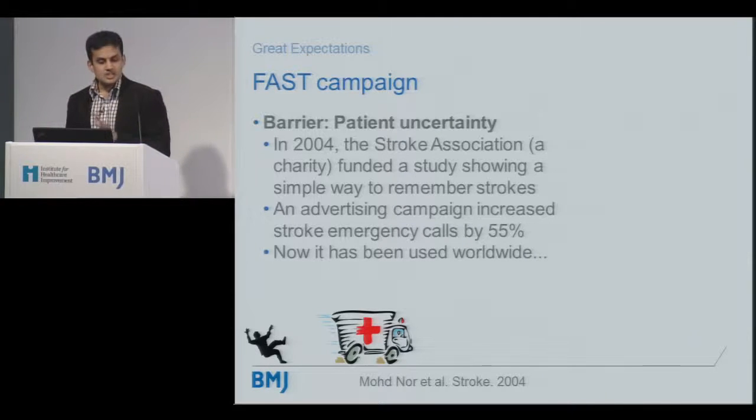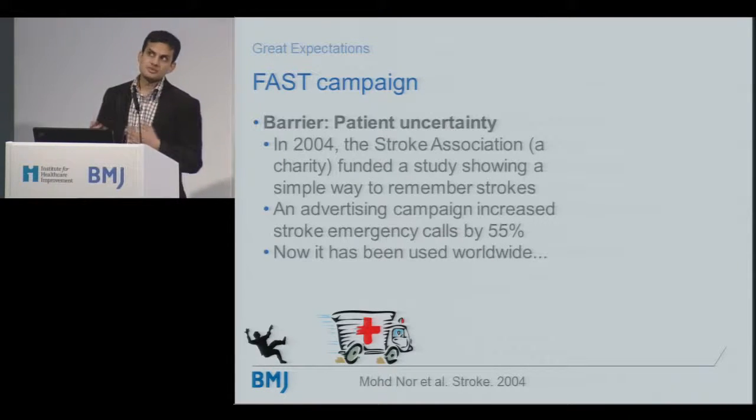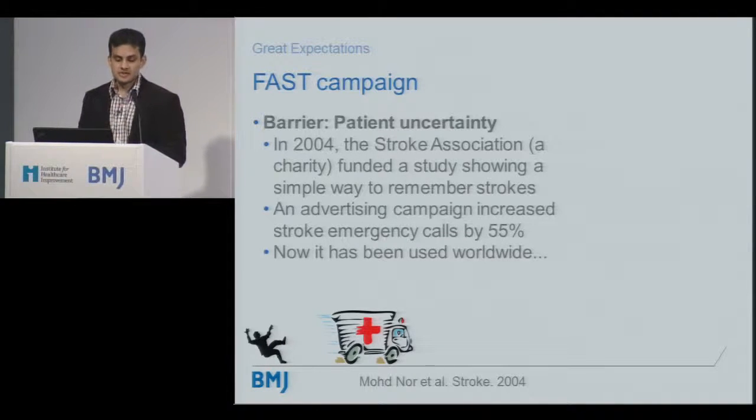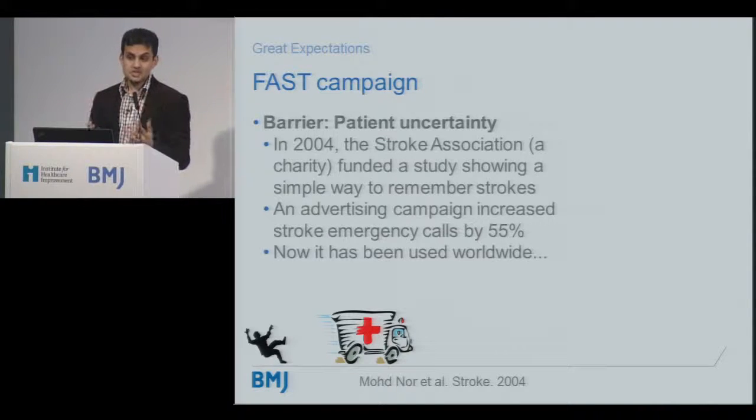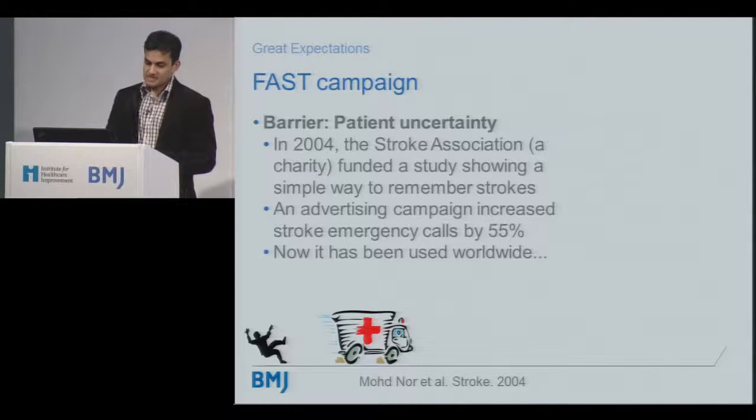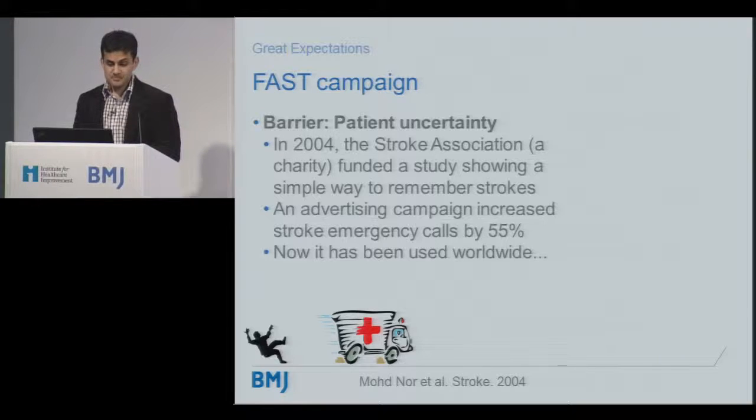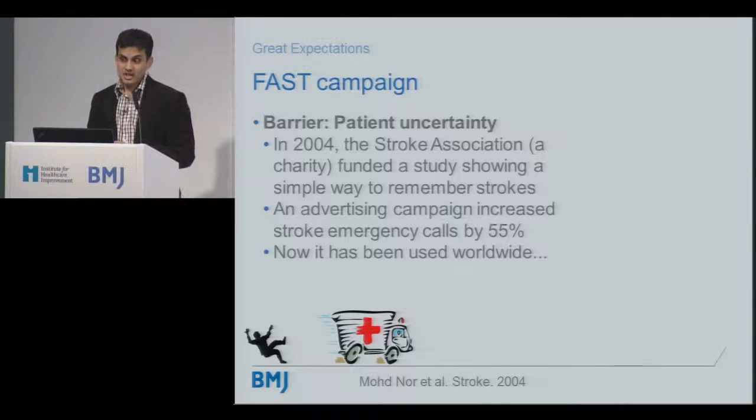So 9 years ago, there's a study in Newcastle where they thought about simple ways to get people to remember strokes. And it's actually for paramedics initially and then rolled out for the public as well. And they found this simple four-letter acronym, FAST, F-A-S-T, to make people remember what a stroke is and what they need to do. There have been 3 advertising campaigns since then. Stroke emergency calls have increased 55%. It's been immensely successful. It's been rolled out worldwide, and I'll show you a few examples of the adverts.